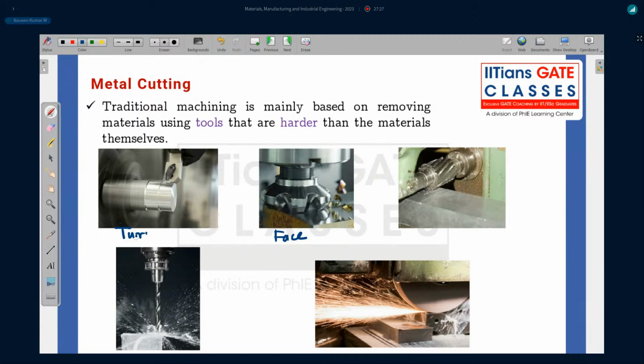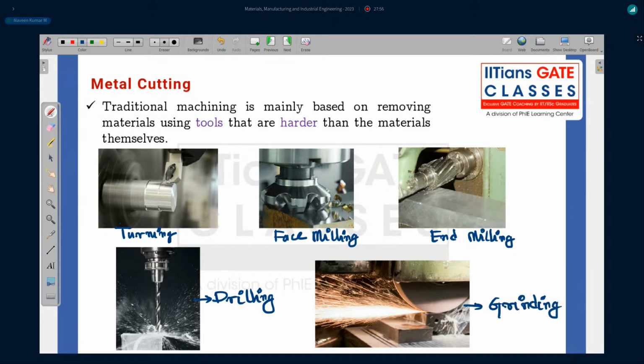Good. This is face milling. This is end milling. I hope this is very clear. This is drilling. And of course, this is grinding. Okay.